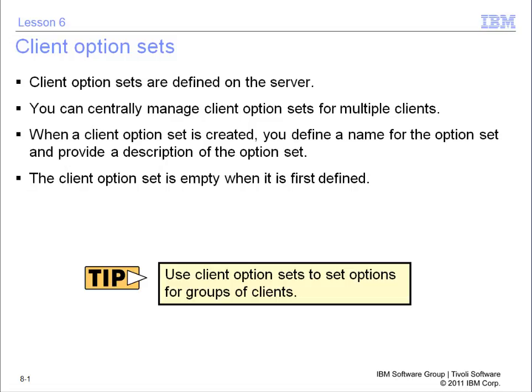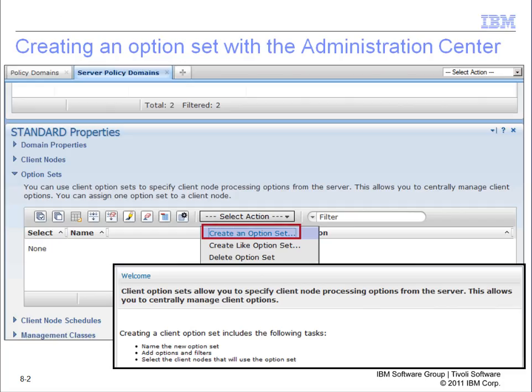So we start by defining the client option set with the define clopset command, C-L-O-P-T-S-E-T. It's in the notes under your slide in the student guide. Next, you're going to define your client options with the define clientopt command. Then finally, you're going to specify the clients that would use the option set with either the update or register node command. Or you can use the administration center.